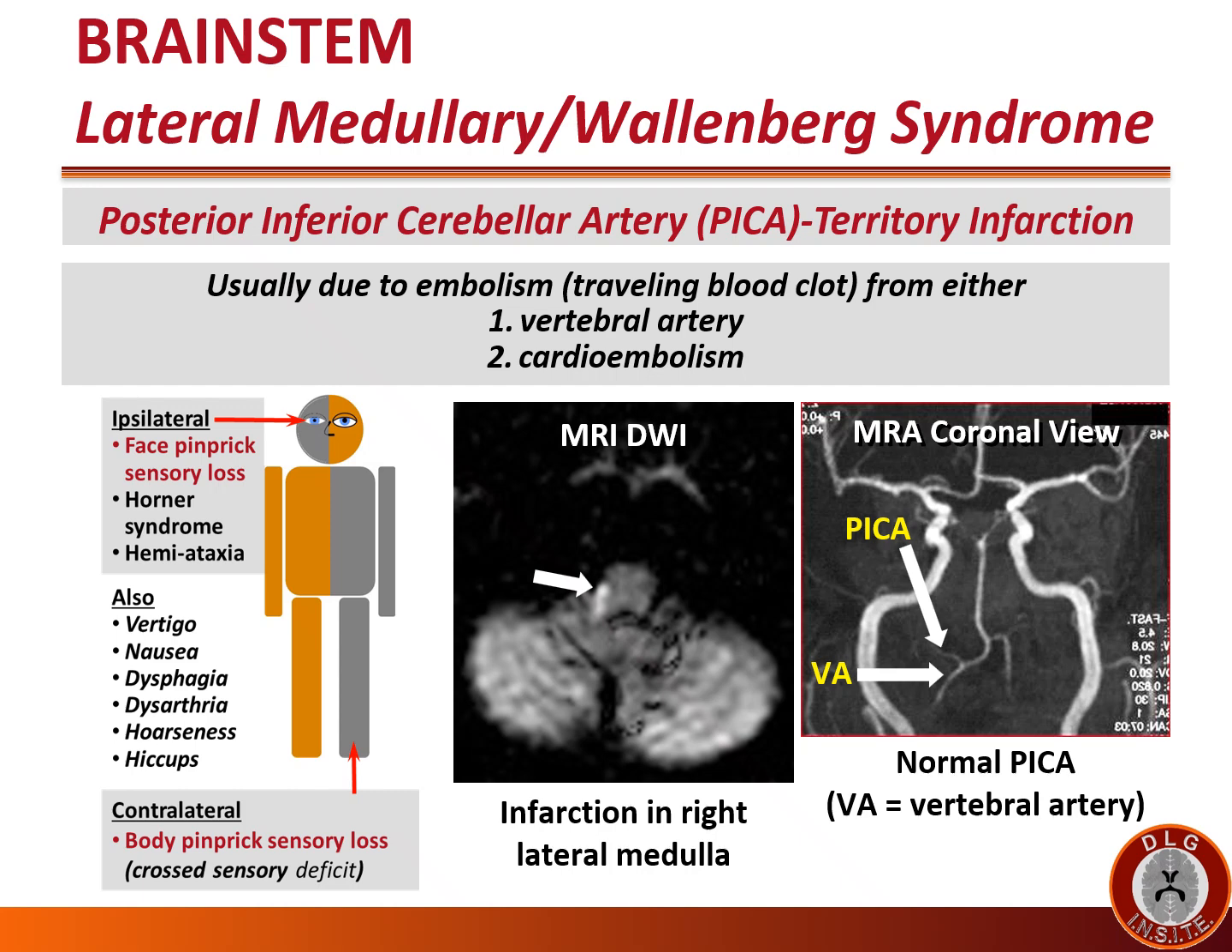The most important thing to remember here is that these folks have contralateral, or I should say crossed signs, where you have face pinprick loss on the ipsilateral side and contralateral body pinprick loss. That is a major distinguishing factor. Major. Now, the problem with these folks is no one's going to come in saying, I've got pinprick loss on one side of my face and the other side of my body.